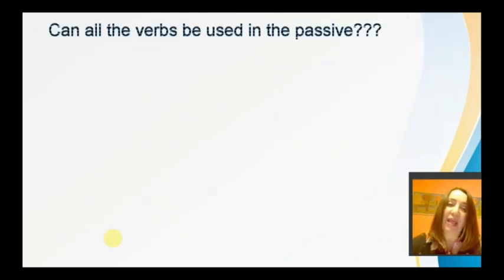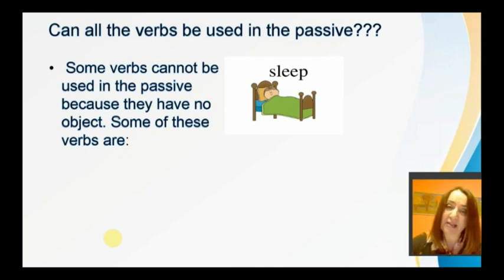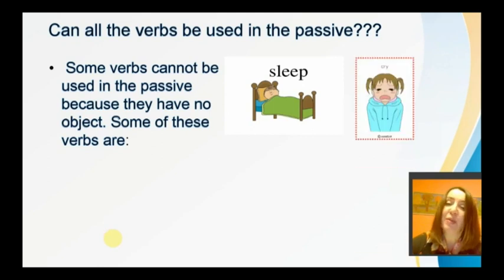Okay, the next question is, can all the verbs be used in the passive? Some verbs cannot be used in the passive because they have no object. Some of these verbs are sleep. When you sleep, you simply sleep. You don't sleep a blanket, you don't sleep a pillow, or you don't sleep a bed.